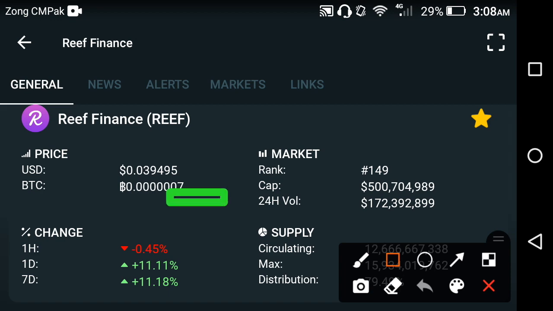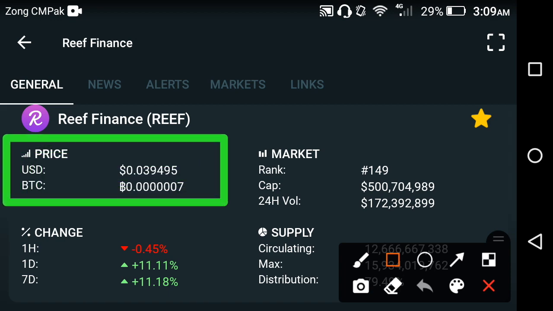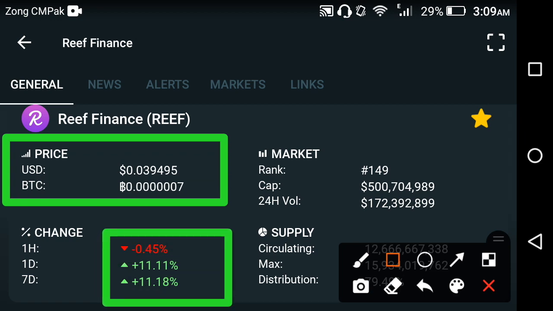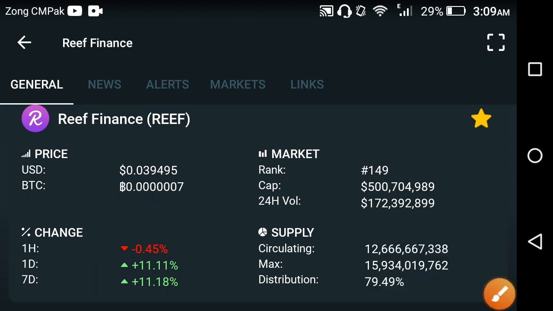Now if we talk about the current price of Refinance coin, as you can see here, at this time the price of Refinance coin is about 0.039495 USD, friends. And if we talk about the price change, the last 1 hour change is negative, the last 1 day and last 1 week change is positive, friends. For more details, let's see the price prediction chart of Refinance coin.